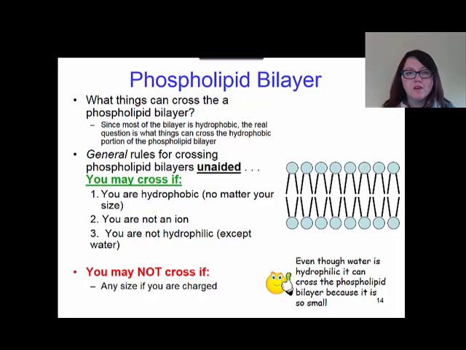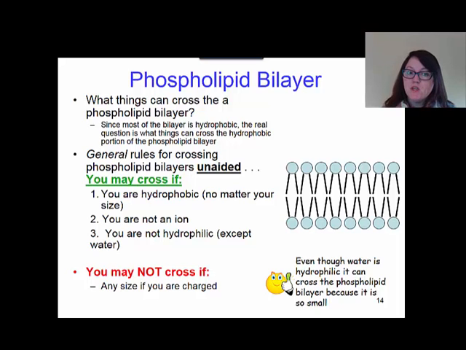So what things can cross a phospholipid bilayer? Well, since most of the bilayer is hydrophobic, the real question is what things can cross the hydrophobic portion of the phospholipid bilayer. So here are some general rules for crossing phospholipid bilayers unaided. I say unaided because later on we'll look at what happens when we help things across the phospholipid bilayer using proteins. But general rules for crossing a phospholipid bilayer unaided.